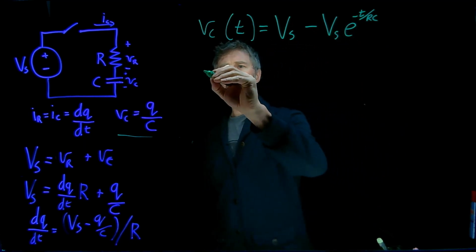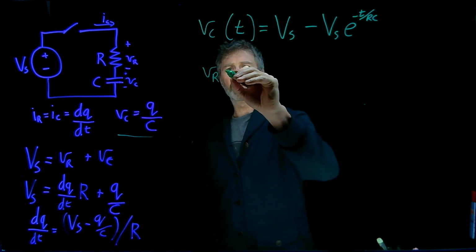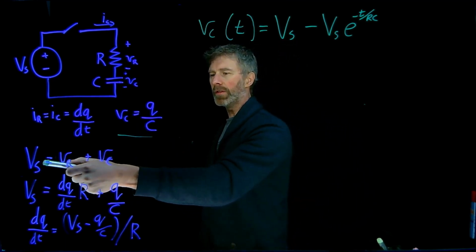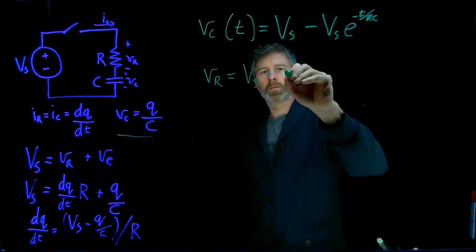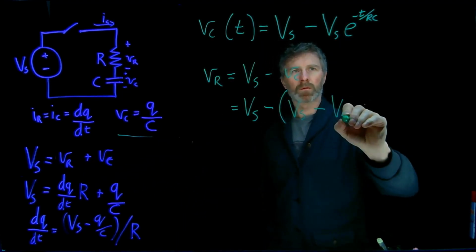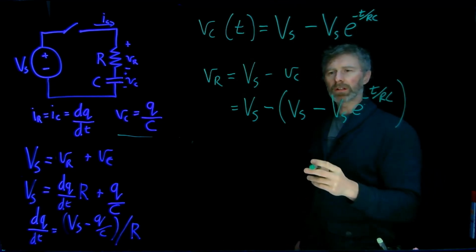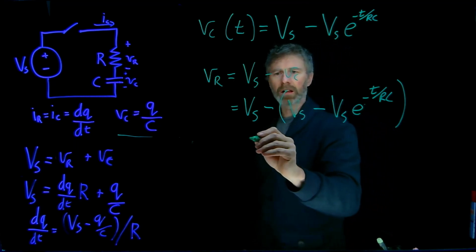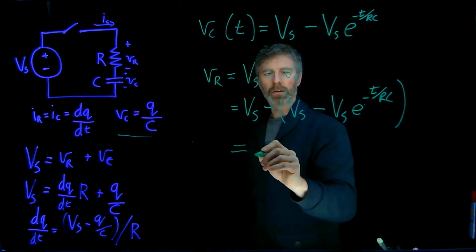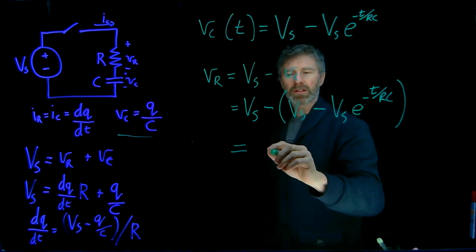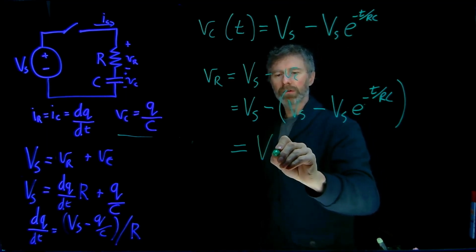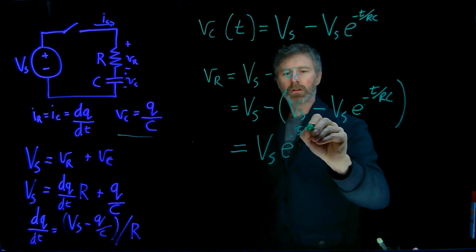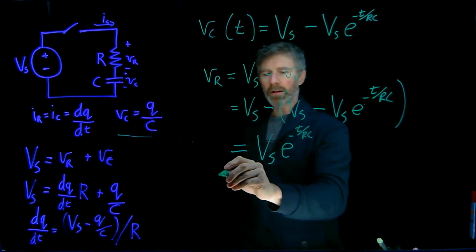The other thing I want to know is the voltage across the resistor. Well, if I go back to Kirchhoff's voltage law here, I can see that VR will be Vs minus Vc. With just a little bit of algebra, I've got Vs minus Vs, and then this will be plus Vs e to the negative t over RC. And so those Vs's cancel out, and I get VR is equal to that source voltage times e to the negative t over RC.